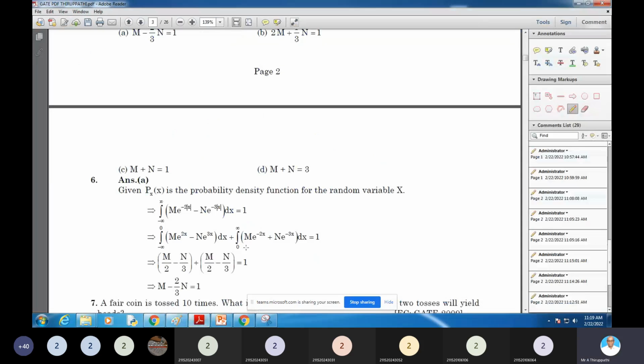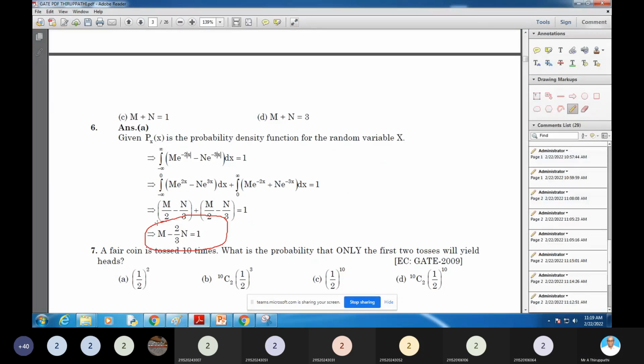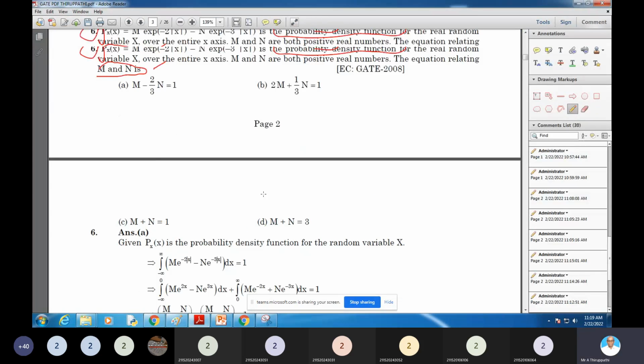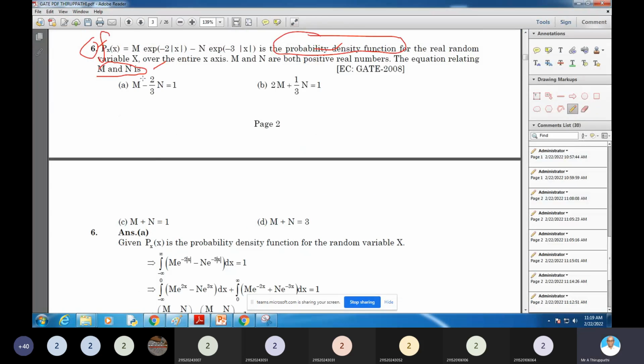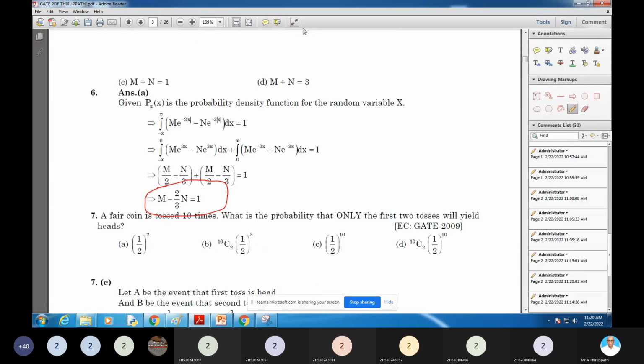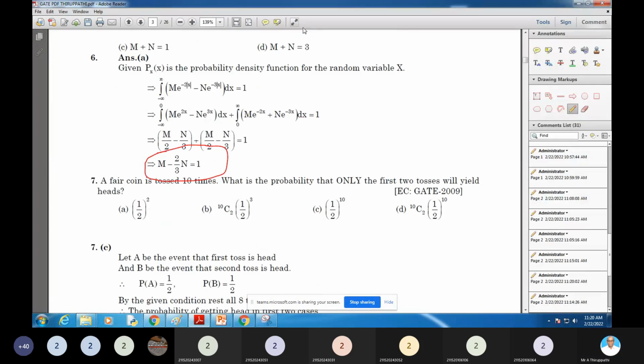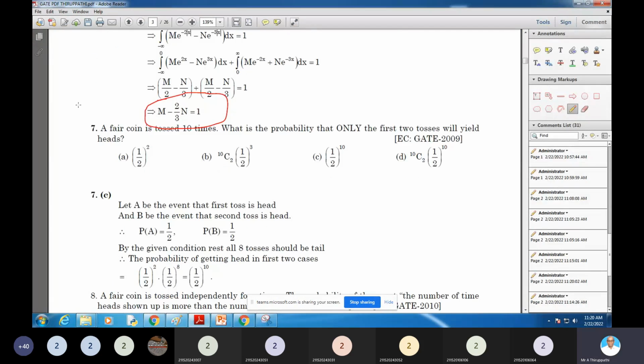Here, what option is given? The first one is the correct answer. Yes, next one. Now we will discuss probability next class.